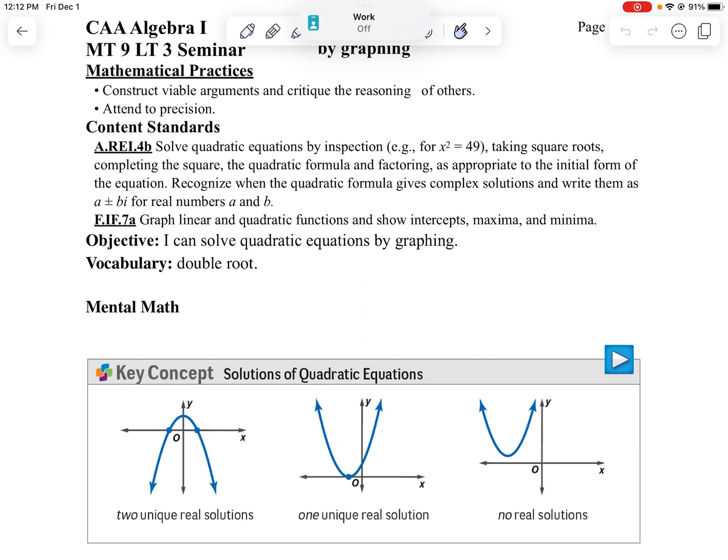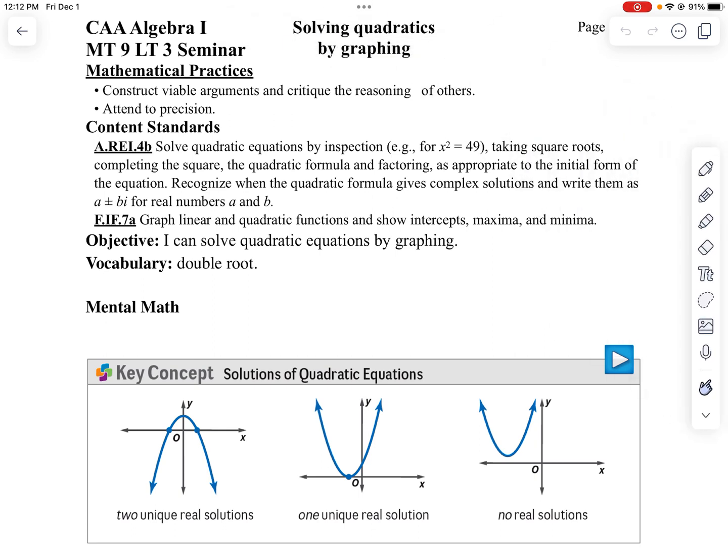Hello, in this lesson I want you to solve quadratic equations by graphing. Just like with systems of equations, when we solve quadratic equations, there are a number of different ways to solve those equations. So today in this lesson we're going to concentrate on graphing. You're going to come across something that is a double root.